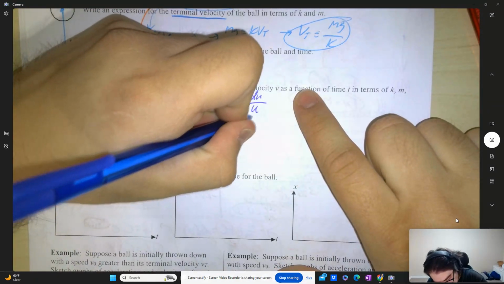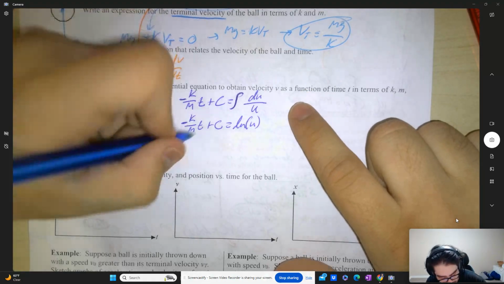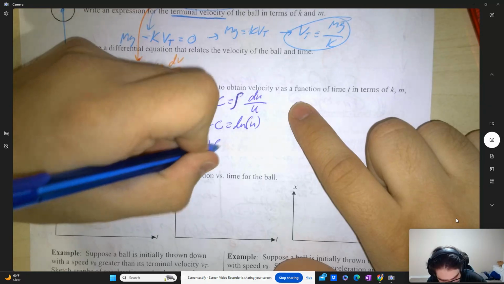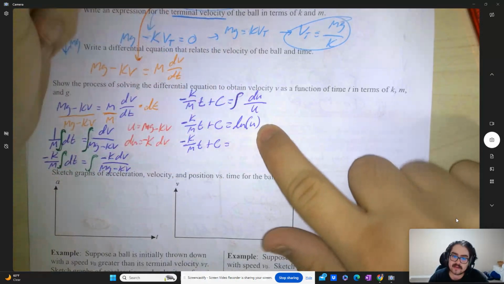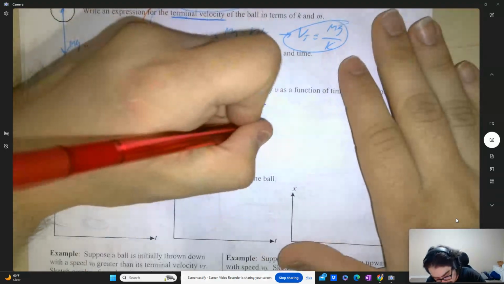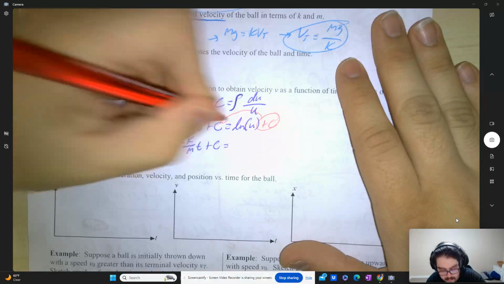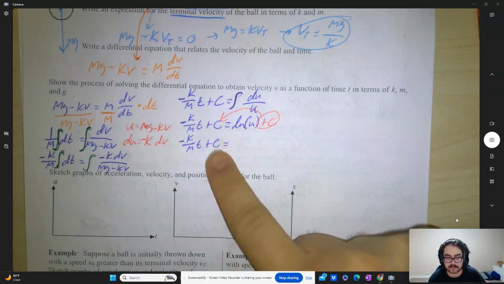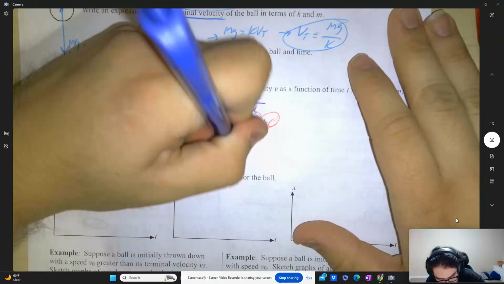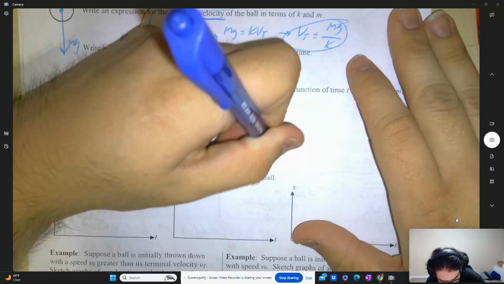log natural of u. Plug my u back in, I get negative k over m t plus c equals, and yes, I know there's supposed to be a plus c here, that's fine, but I'll just write it here, and I'm going to take that and move it over to the other side. So my new plus c is the new combined plus c that I don't care about, and that's going to be natural log of mg minus kv.